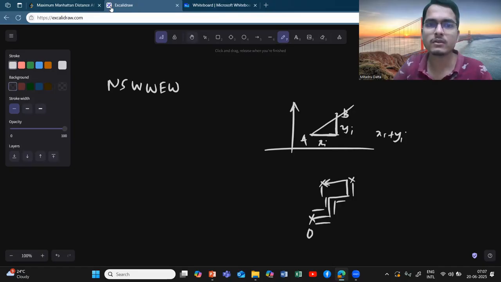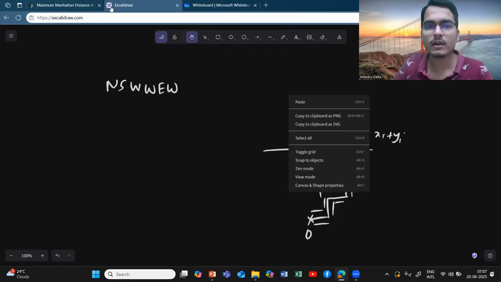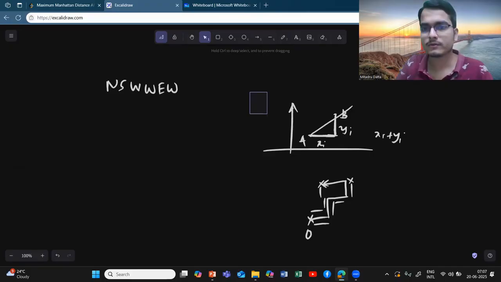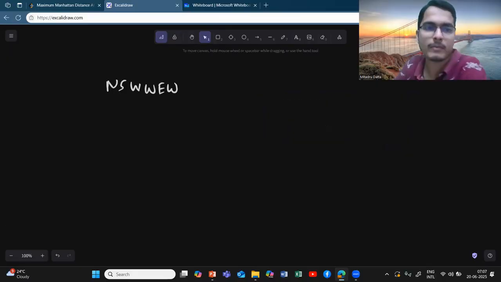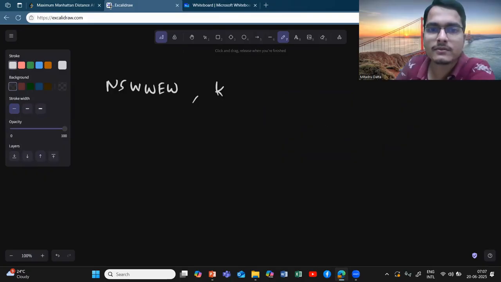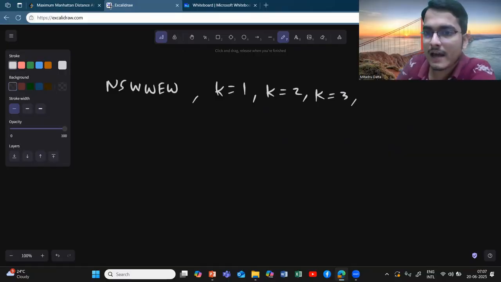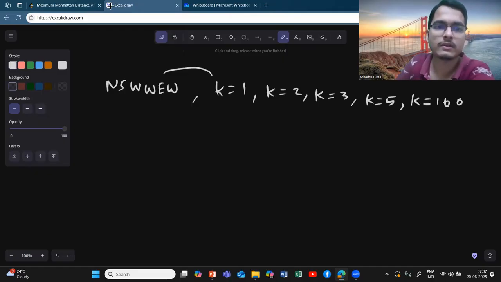So first of all, I would like to show you a run of this example. So let's say we have the k value here as 1. That is, we are allowed to make only one change. Okay, so we will see what happens as k moves from 1 to 2 to 3, and let's say k equals 5, or k equals 100. Okay, what will happen in these cases for this string? We will just try to analyze.